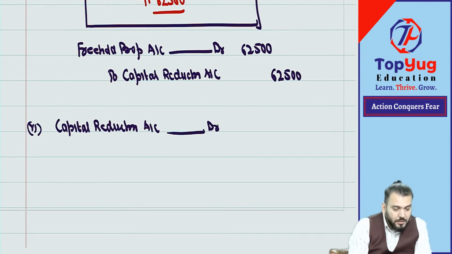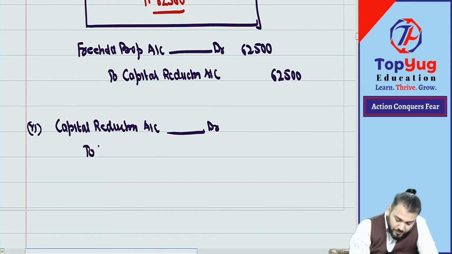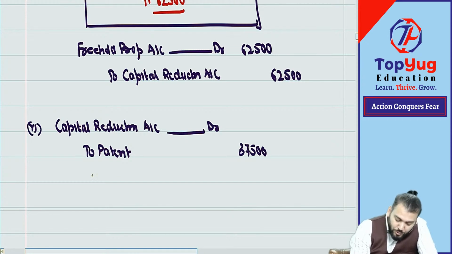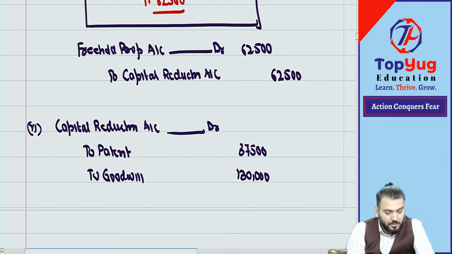Patent and goodwill to be written off. So how much to patent? 37,000. Then to goodwill how much? 1,30,000. Correct. Point number 5 done. Then point number 6, they have given inventory written down by 65,000.